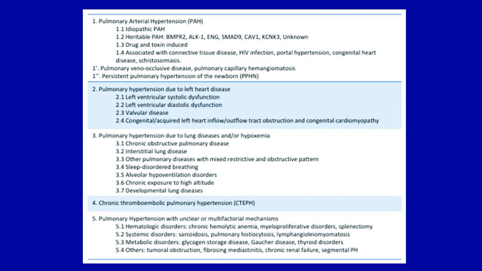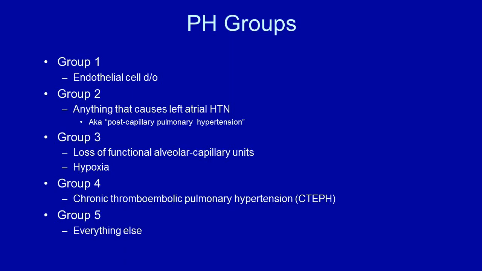Memorizing this is a little bit of a challenge, and it's easier just to consider what exactly it was that they were trying to do. They were trying to histopathologically and pathophysiologically put people into groups that made sense. Group 1 is an endothelial cell disorder, and we'll talk a little bit more about the pathogenesis of this disease.